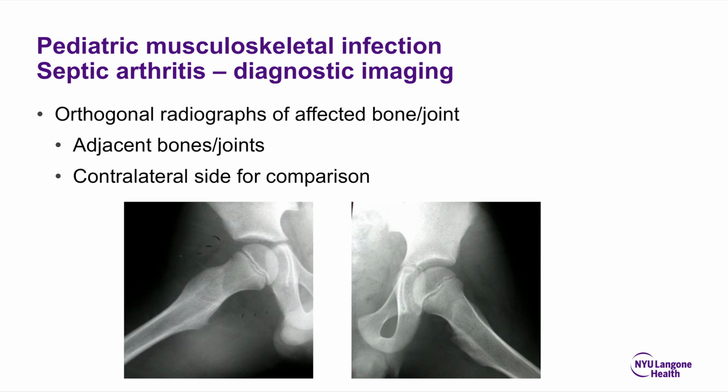Our diagnostic imaging, so we do orthogonal radiographs of the affected bone and joint, and then adjacent, and then this is an example of contralateral. You can see these x-rays are old because these are actually pictures of x-rays, but you can see in the image on the left that there's joint space widening. The proximal femur is actually laterally displaced, and you can actually see the soft tissue inflammation within the joint.